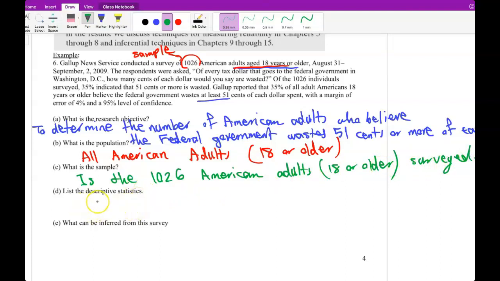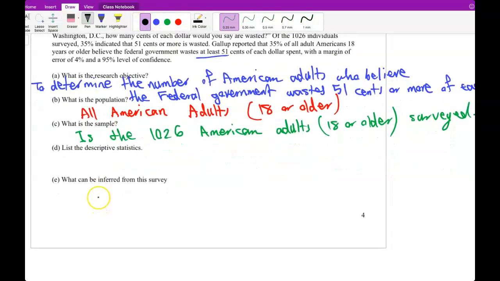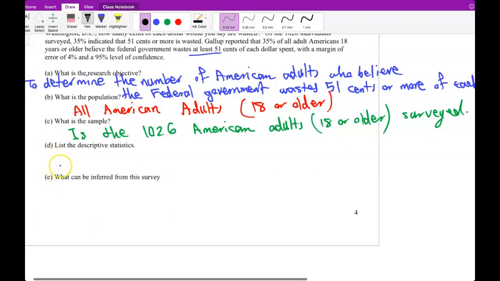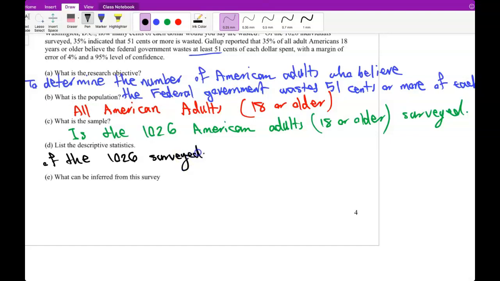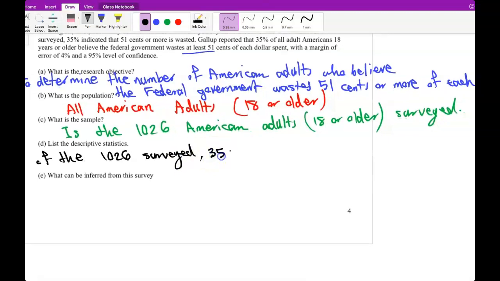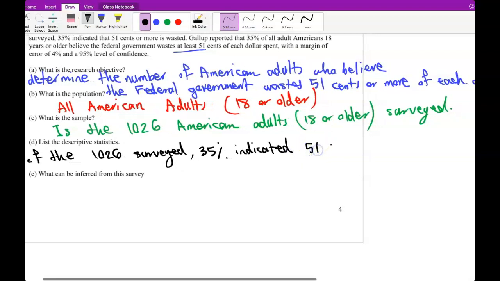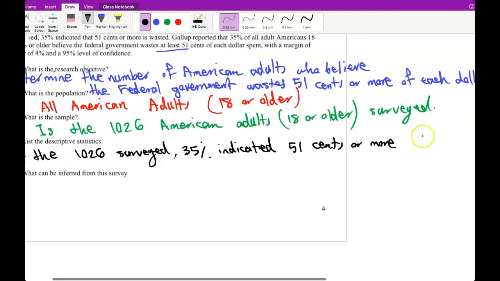And part D, let's see the descriptive statistic. Based on what the sample is, we're going to describe this one. So of the 1,026 surveyed, 35% indicated that 51 cents or more is wasted.